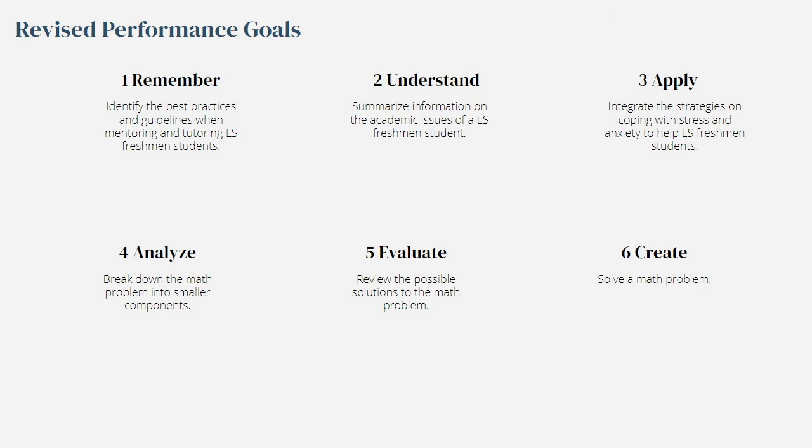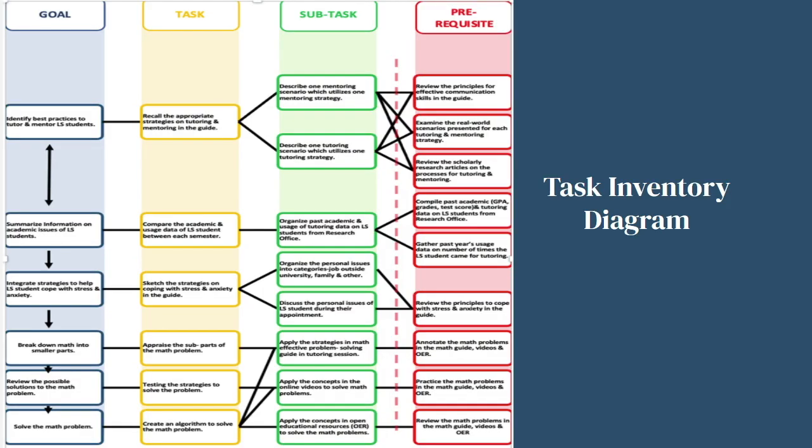For this section, we have 6 revised performance goals. A few of those goals: I want to identify the best practices and guidelines when we are mentoring and tutoring learning support freshman students. We would want to analyze and break down the math problem into smaller components so that we could have them create, in the create section, a solution to a math problem. To meet these performance goals, we would start with a prerequisite, many of which would then build into a subtask. And then they would build on the task to complete, which would help us meet our performance goal.